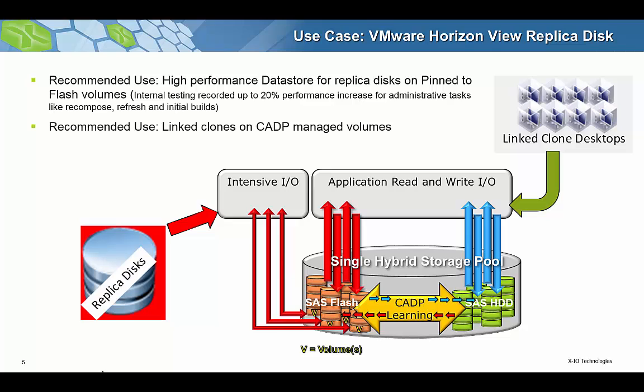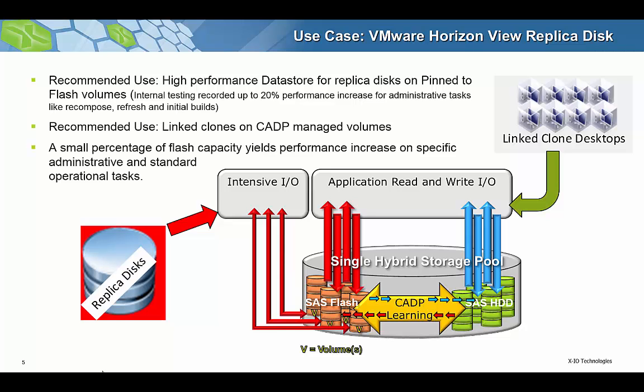As I noted in the previous slide, every 5 seconds the CADP engine determines which new blocks need to be promoted into flash, and when the flash space is at full capacity, which flash resident blocks have cooled and can therefore be returned to HDD storage. So when the link clone desktops need more resources, CADP will promote them to flash. When they need less, they are demoted.